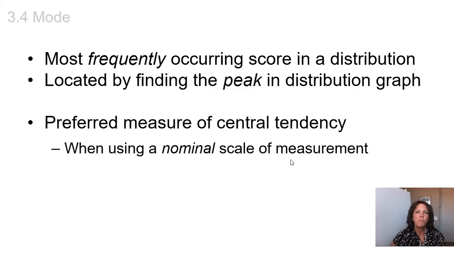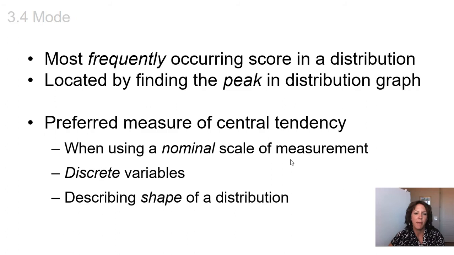It's the preferred measure of central tendency when you're using a nominal scale of measurement. Because with nominal, if you'll recall, we're just talking about categories. And so basically we're just counting the frequency when we're looking at the mode. We use the mode when we have discrete variables. These are those variables, again, that are separate. They don't have points in between them.